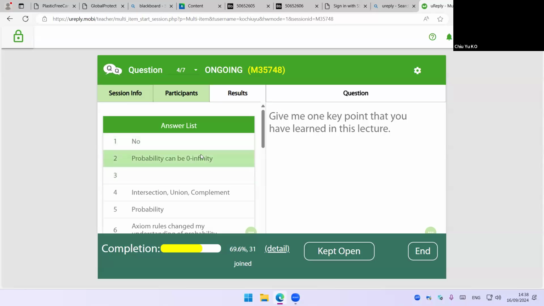No, probability cannot be 0 to infinity. Probability must be 0 to 1. Later we will learn the odds ratio is 0 to infinity. We'll talk about that, if not today, then next Monday. But probability must be 0 to 1. That's Axiom 1: any event must be between 0 and 1. Axiom 2 says the sample space has probability 1. Axiom 3 says the probability of a whole is the sum of the probabilities of all the parts.